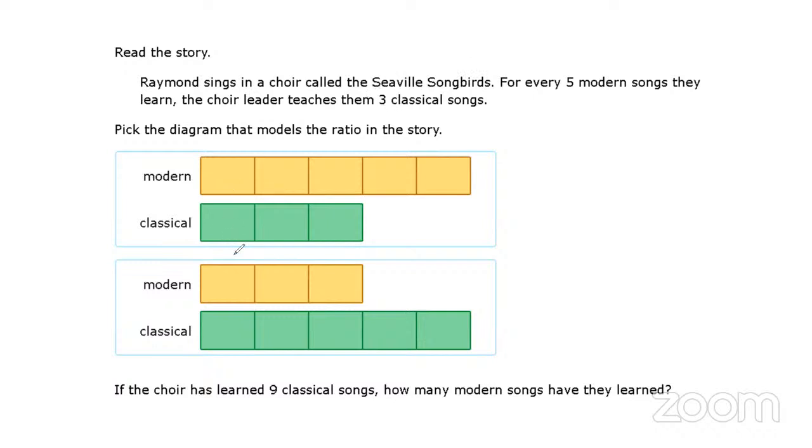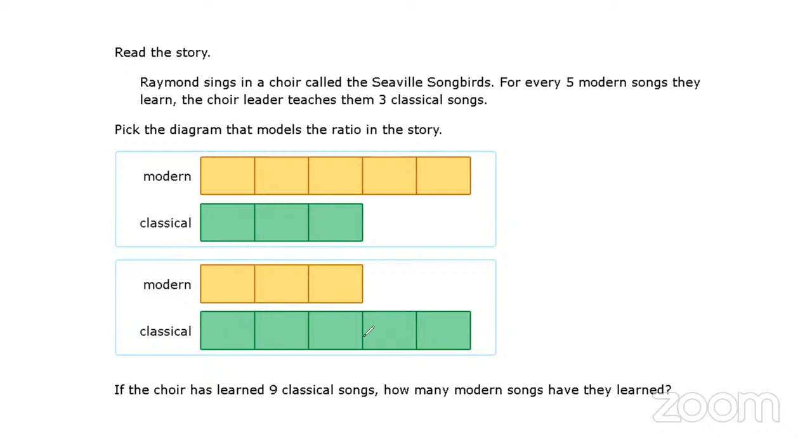Will we say diagram A? Will we say diagram B? So Raymond sings in a choir called the Seville Songbirds. For every 5 modern songs they learn, the choir leader teaches them 3 classical songs. So it's either diagram A or diagram B. Are they studying more modern than classical or more classical than modern? Now in this first diagram, diagram A, is showing 5 modern to 3 classical. And the second one is showing 3 modern to 5 classical.